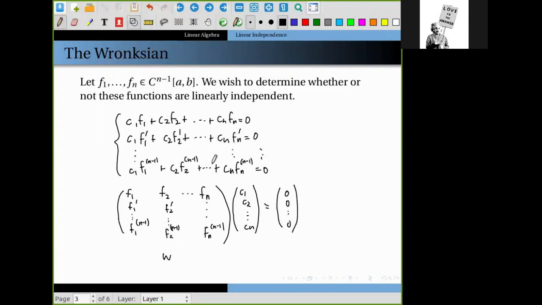We know from our studies that this system will have only the trivial solution if the determinant of this matrix is non-zero. So we compute something called the Wronskian, which is the name of the function that we get by taking the determinant of this matrix W. The Wronskian is the determinant of W, and that's going to be a function of x in this scenario.